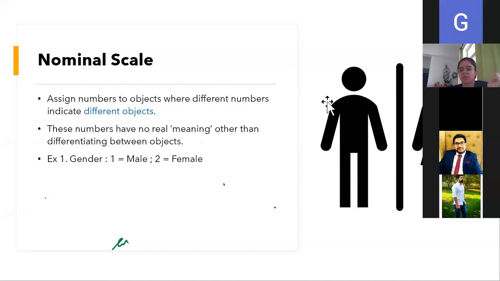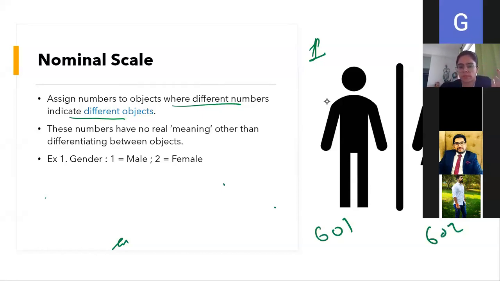That is a nominal scale. In a nominal scale, different numbers indicate different objects. Here I'm giving male 1 and female 2. That doesn't mean that male is inferior or better than female. It's just that 1 stands for male, 2 stands for female. I can also give 601 to male and 602 to female, or vice versa. Do you understand this nominal scale?